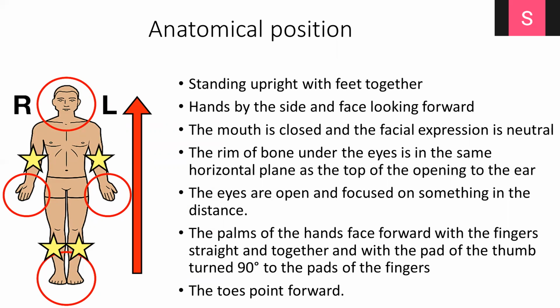The rim of bone under the eyes is in the same horizontal plane as the top of the opening to the ear, and the eyes are open and focused on something in the distance. The palms of the hand face forward with the fingers straight and together and with the pad of the thumb turned 90 degrees to the pads of the fingers. The toes point forward also.